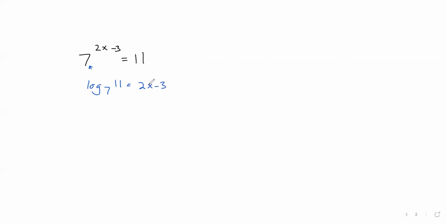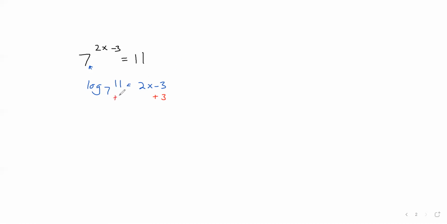And same idea. Now log base 7 of 11 is a number unto itself, whatever it is. I'm not going to worry about the decimal. So I'm still going to solve for my variable by following my order of operations. So we're going to treat the log base 7 of 11 just like some number, as if it were a 2. So if it was 2 equals 2x minus 3, you'd add 3 to both sides first and then divide by 2. So this is no different.